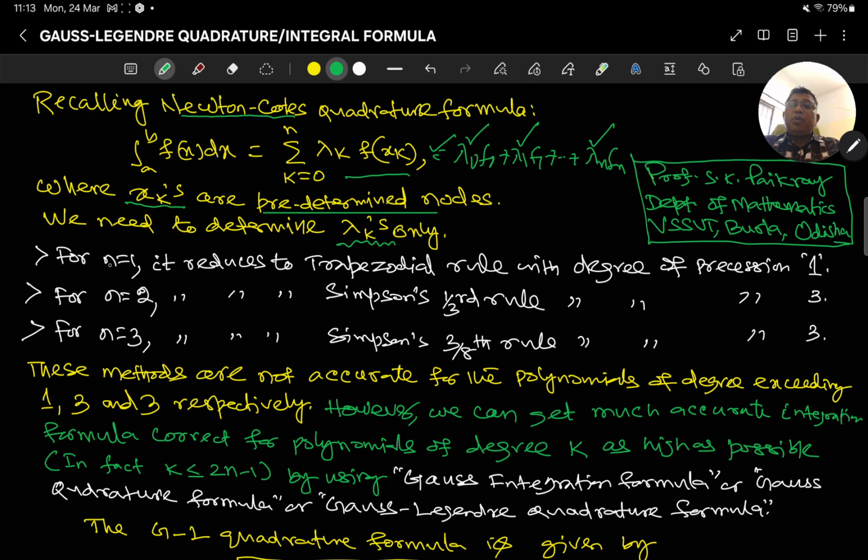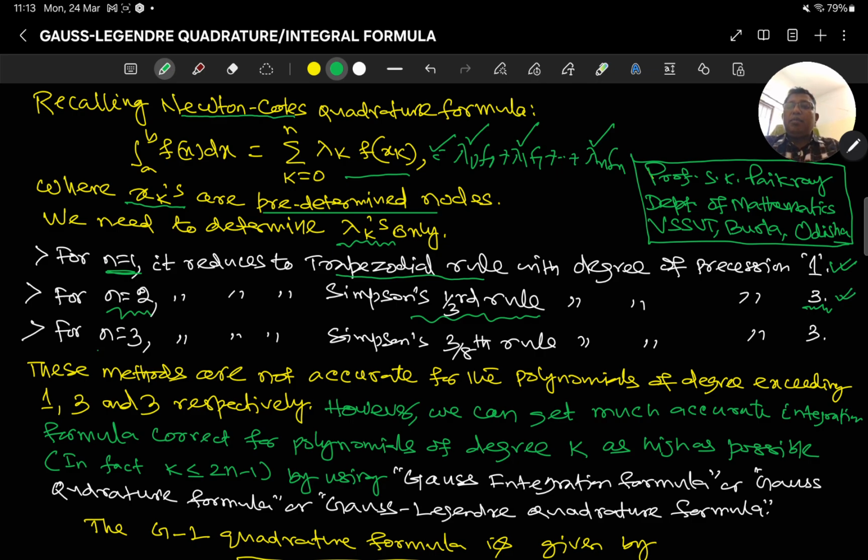Moreover, if we put n equal to 1, then this Cotes quadrature formula reduces to the trapezoidal rule, which is exact for polynomials of degree 1. Likewise, for n equal to 2, it reduces to Simpson's 1/3 rule, and this formula is correct up to polynomials of degree 3. Beyond the polynomial of degree 3, the error is quite high.